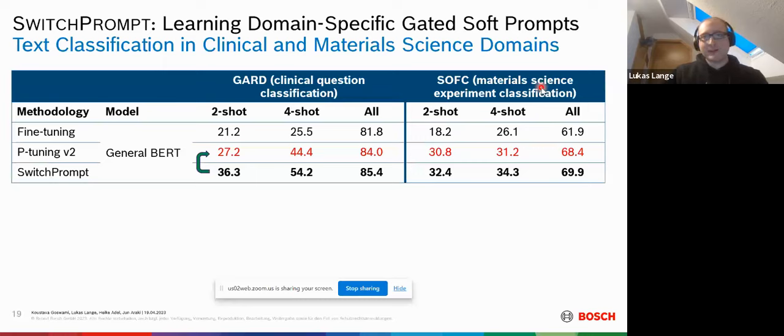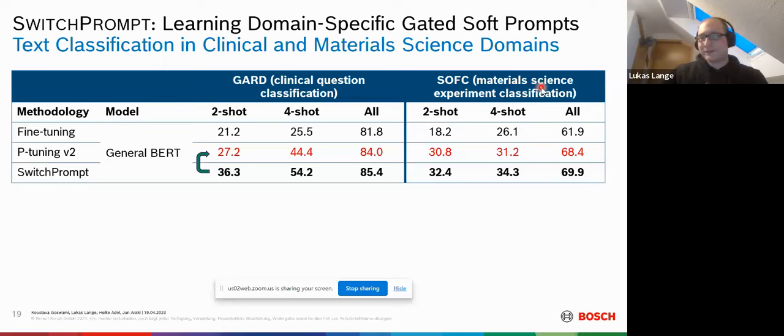And here are the results, at least for the domain-specific ones. Here are the clinical question classification and the material science sentence classification. For each model, for each setting, we use the general domain BERT model and test the different methods: we have the fine-tuning, we have the p-tuning version 2, and our extended version, the SwitchPrompt, that introduces the keywords for each prompt. There are several observations we can make.